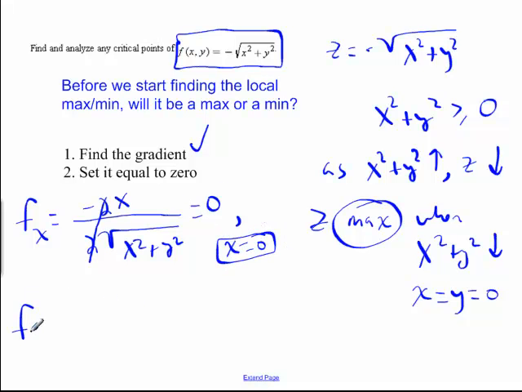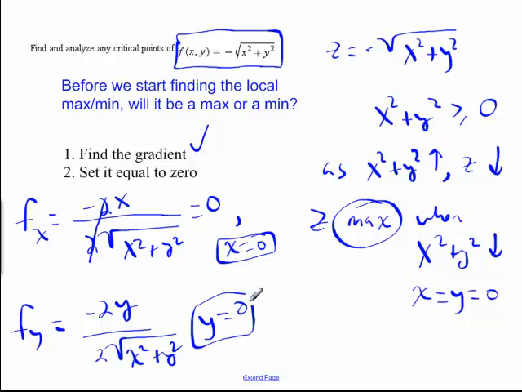And f partial y is exactly the same thing, except it will equal 0 when y equals 0. So therefore, by just doing the math without thinking about what's going on, we realize that we're going to have a critical point at 0, 0, 0.